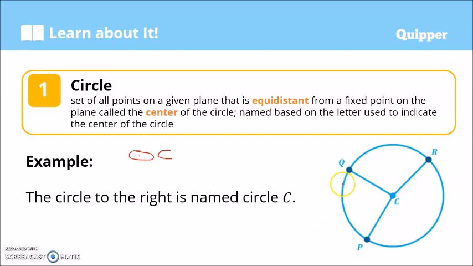It's the set of all points. So we can imagine this circle as parang connected dots yan. Connected points. Maraming mga points yan dyan. Nagko-connect, set of all points. So that forms the circle. So set of all points that are equidistant from this center.